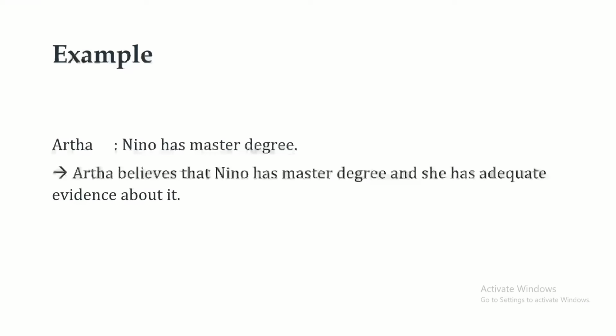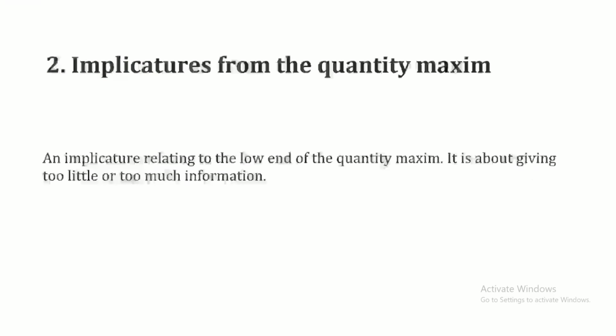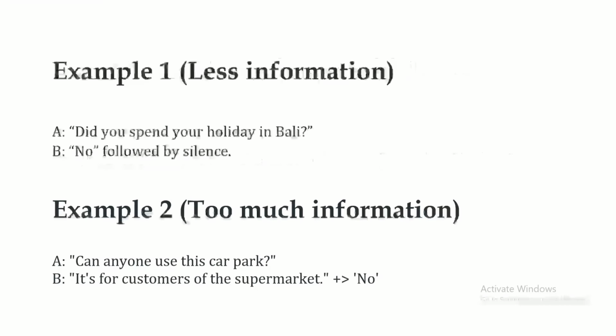Now let's take a look at the next maxim, which is quantity. Now what is the quantity maxim? It is an implicature relating to the low end of the quantity maxim. So it is about giving too little or too much information. For the example, there are 2 examples here. The first example is when you give less information, and then the second one is when the speaker gives too much information to the hearer. So the first example here, someone asked, "Did you spend your holiday in Bali?"